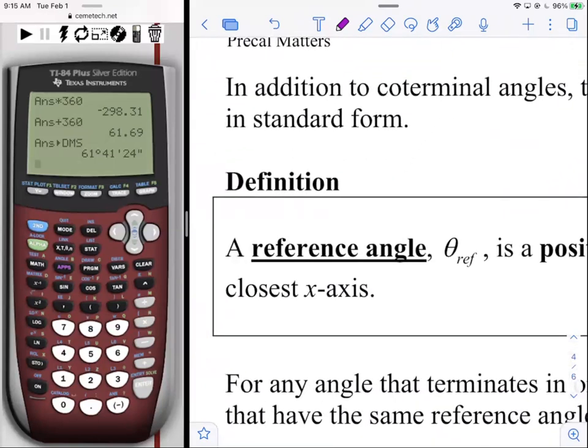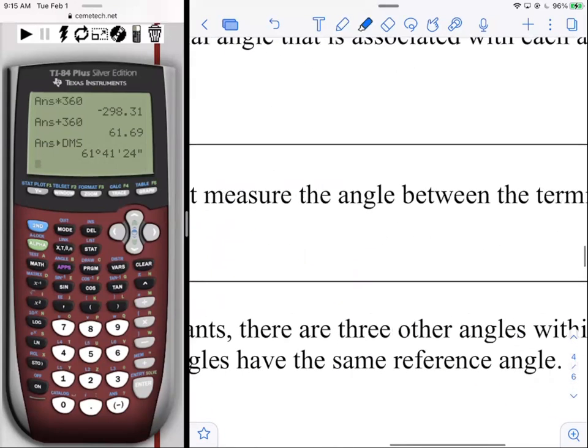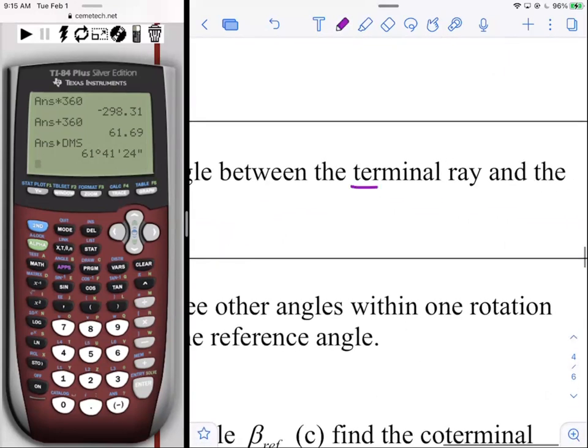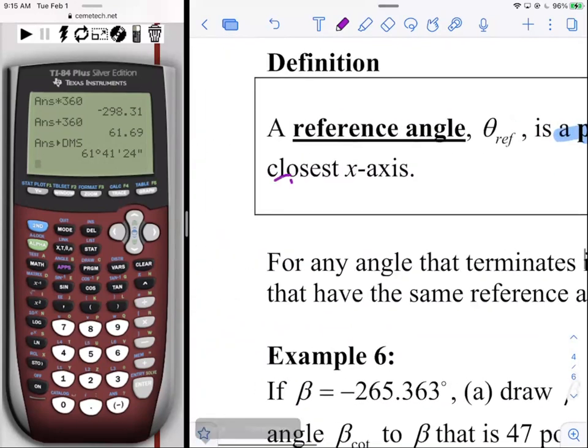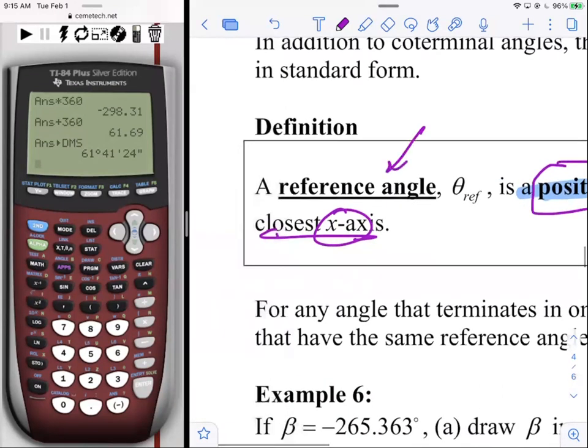Definition: a reference angle, which usually I put a subscript on it, theta subscript REF, is a positive acute angle that measures the rotation. Okay. That's the measure of the angle of rotation between the terminal ray and the closest x-axis. Okay. Now, can a reference angle be negative? No, it says right here it's positive. So a reference angle, unlike an angle in standard position, is a scalar quantity, not a vector.